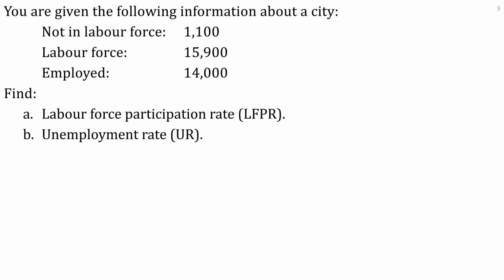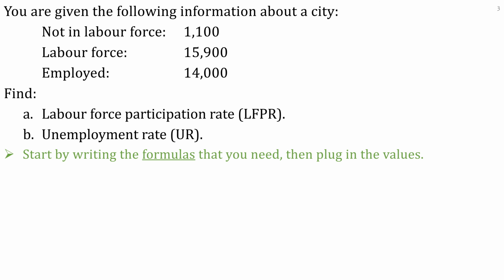So here we're given some information about a city. We have the number of people not in the labor force, the people in the labor force, and then the employed people. Okay, so first thing we're going to do is write out the formulas that we need in order to calculate what we're asked to calculate, and then plug in the values as required. So let's start with A. We want to calculate the labor force participation rate.